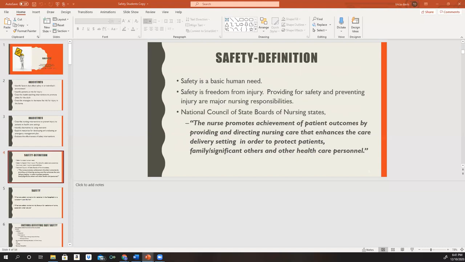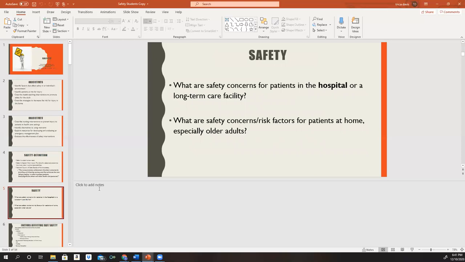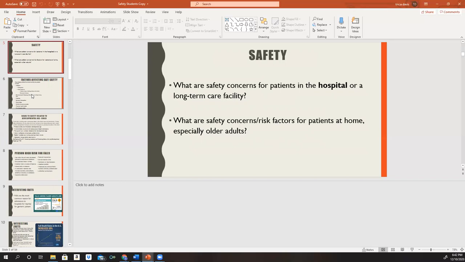We will talk about this more in our lecture when we go live for our Zooms. But if you're listening to this beforehand, think about what some safety concerns are for patients in the hospital or in a long-term care facility. And what are some safety concerns and risks for patients in their own home, especially the older adult? Just some things to think about, and then we will talk about that when we meet.